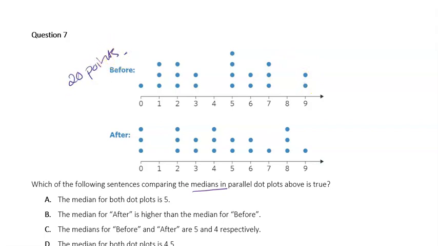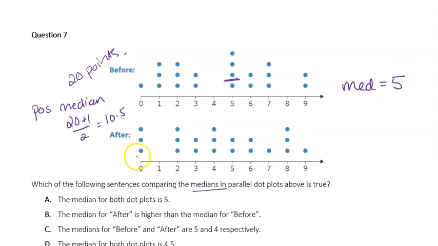And there's also 20 in the second dot plot. So that tells us our position of our median will be between the 10th and 11th data point. Beginning at one end, the minimum or the maximum, count in until you're at that point. 1, 2, 3, 4, 5, 6, 7, 8, 9, 10. So between the 10th and 11th, my median for before is 5.